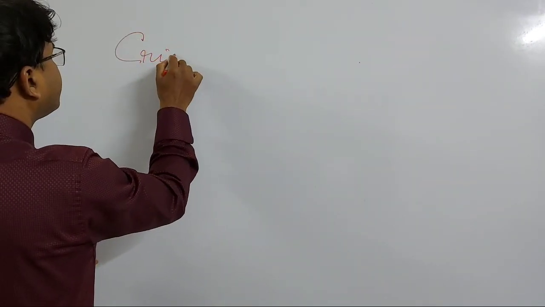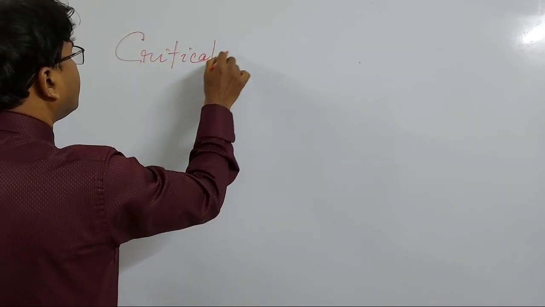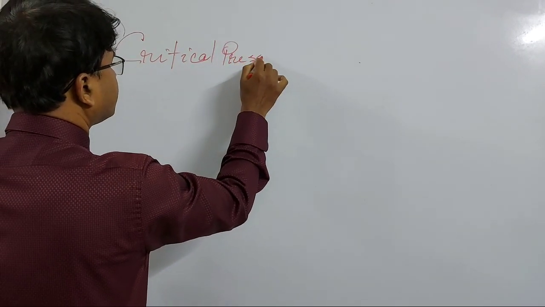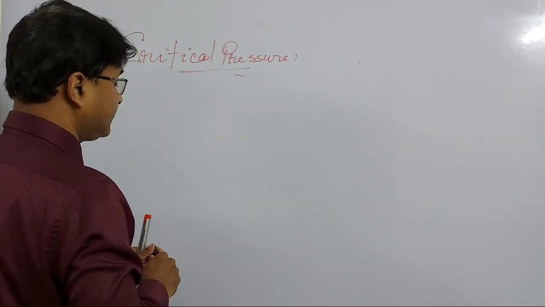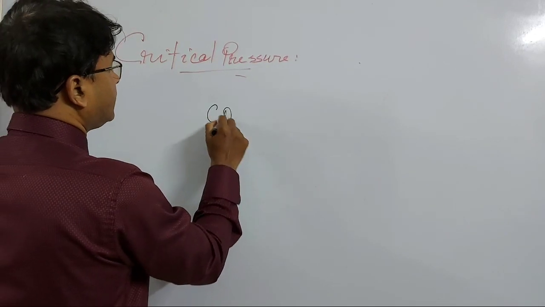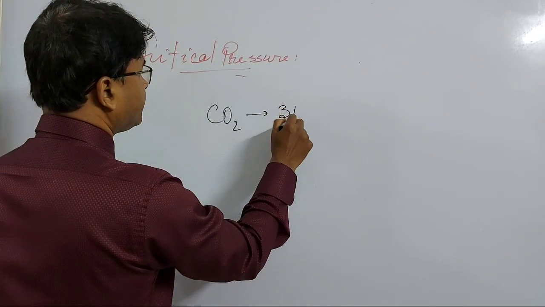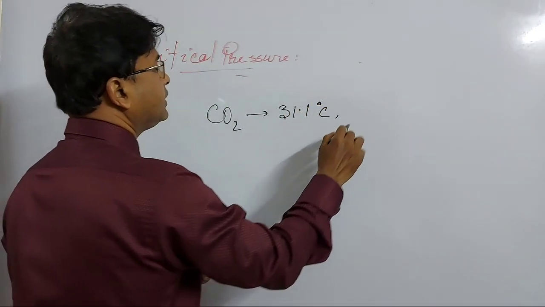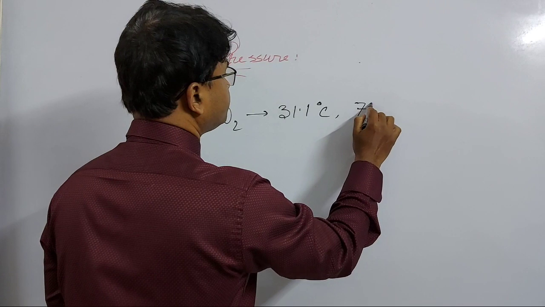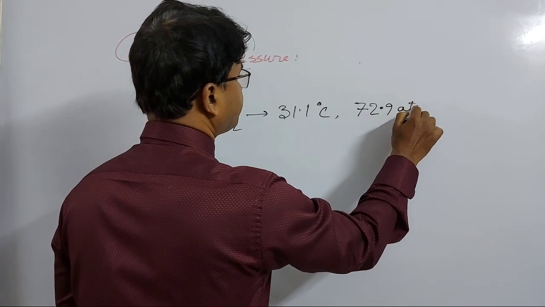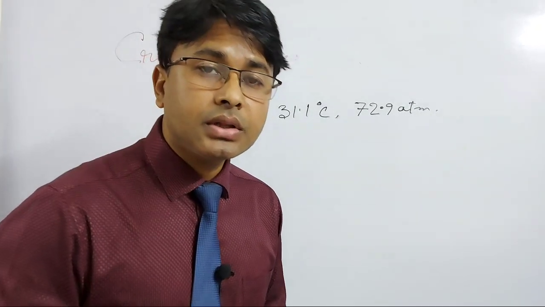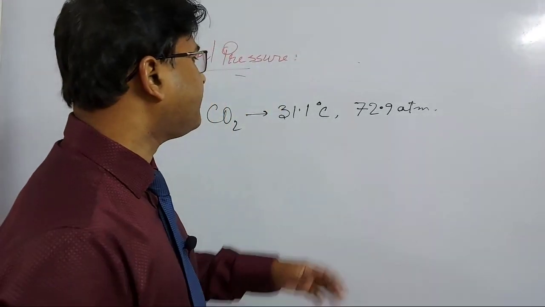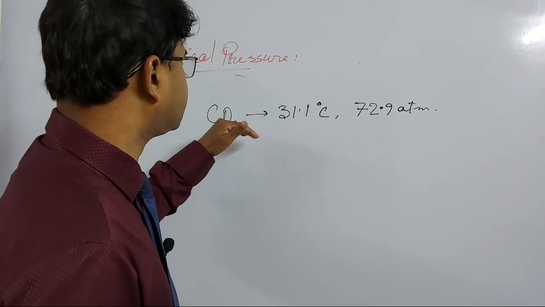Now look at the critical pressure. Students, if you consider again carbon dioxide at 31.1 degree centigrade temperature, if you apply 72.9 atmosphere pressure, then carbon dioxide gas will convert into liquid form. It means 72.9 atmosphere pressure is the critical pressure of carbon dioxide.